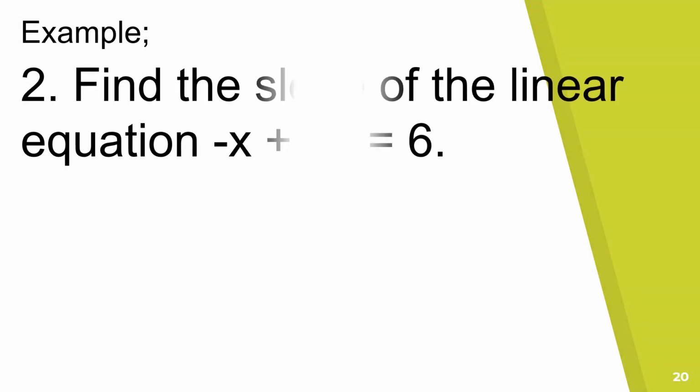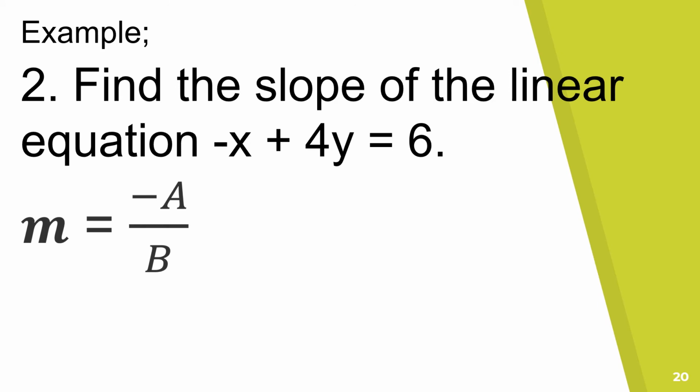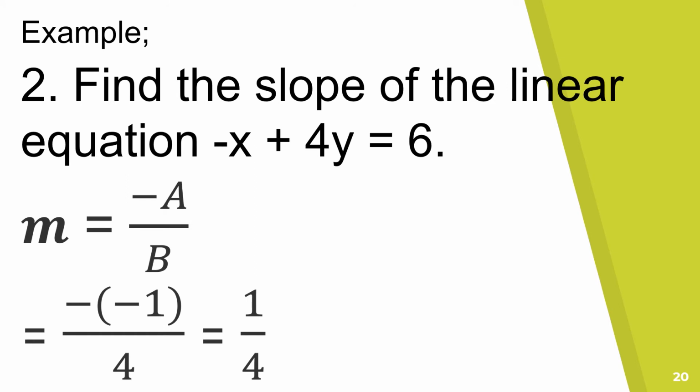Another example. Find the slope of a line. Yung equation, negative x plus 4y equals 6. Ano yung formula? Negative a over b. Tapos yung a is negative 1. Negative times negative 1, that's positive 1. Ilan yung b? 4. So the slope is 1/4.